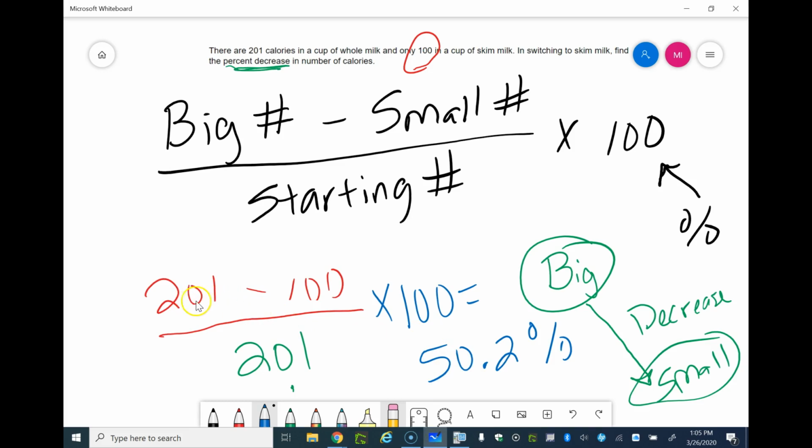So 201 minus 100 divided by 201, get our answer, times 100. And it's best if you do this part first, hit enter, and then times it by 100 to get the exact answer, or put this whole thing in parentheses. That's also helpful. And then times it by 100, and this is where we get 50.2%.